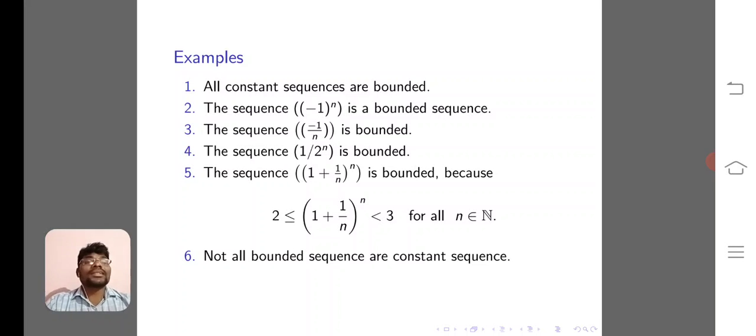See, I am repeating the point. Bounded sequence means the range of the sequence should be a bounded subset of R.